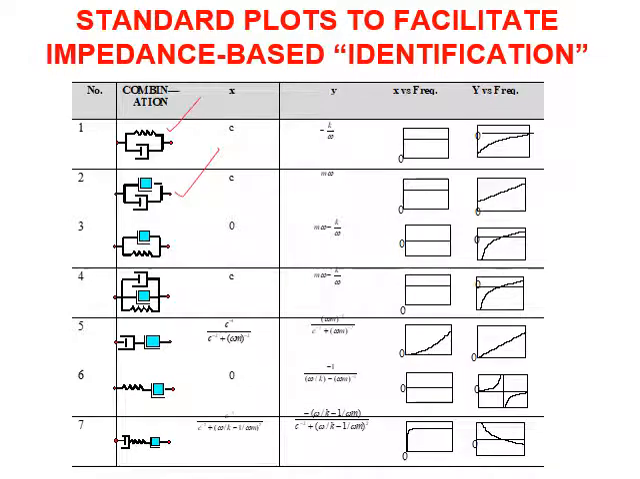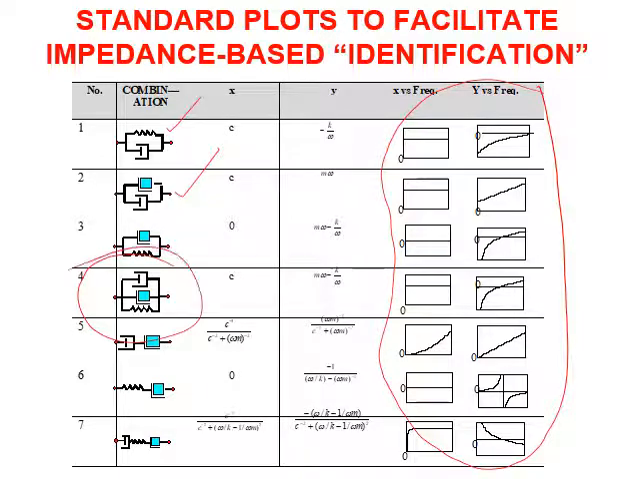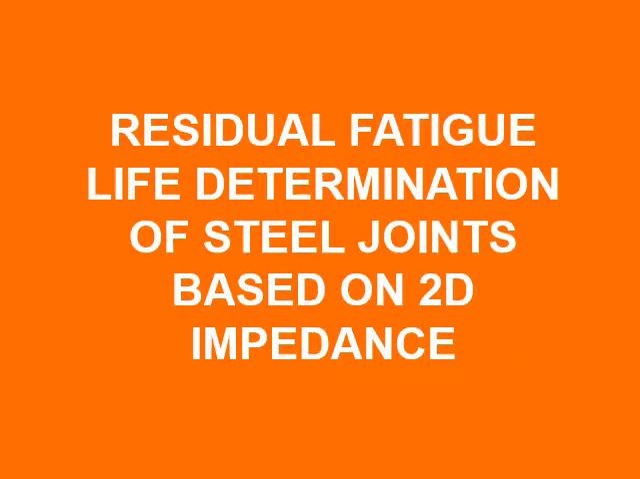So similarly, we have to get these plots, and then once we get the plots, we compare with the standard plots, and then we identify the particular system and try to find the values of the parameters, the mass component, the spring component, and the damper component. Let us now see an application of the concept of the identification of the structure impedance for structural health monitoring.